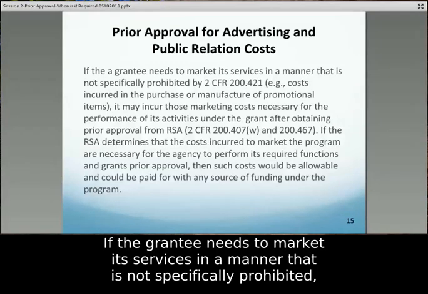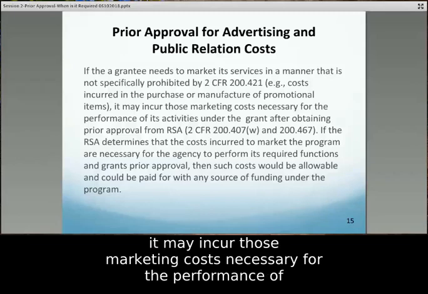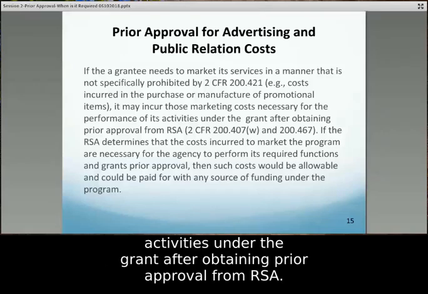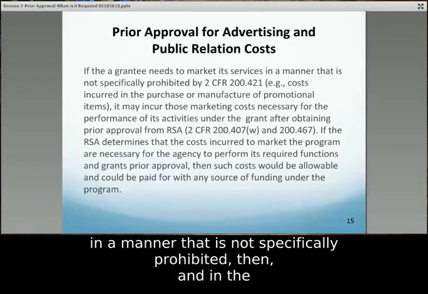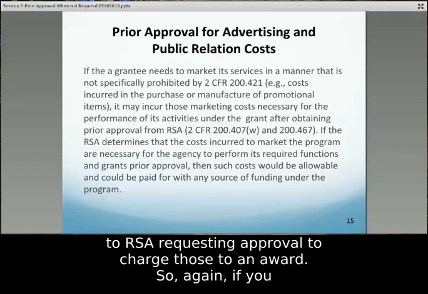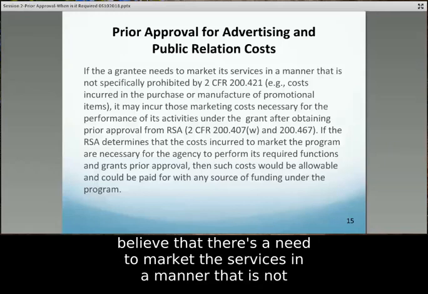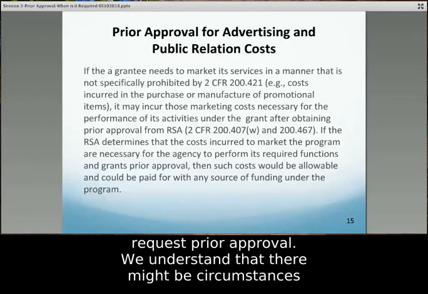If the grantee needs to market its services in a manner that is not specifically prohibited, it may incur those marketing costs necessary for the performance of activities under the grant after obtaining prior approval from RSA. In short, if a grantee believes it needs to market its services in a manner that is not specifically prohibited in the uniform guidance, then the grantee should submit a prior approval request to RSA requesting approval to charge those to the award. So again, the grantee must first request prior approval.